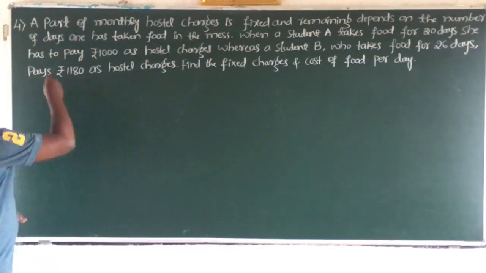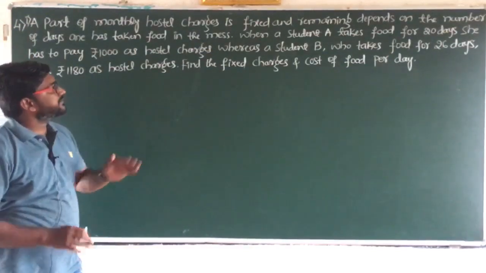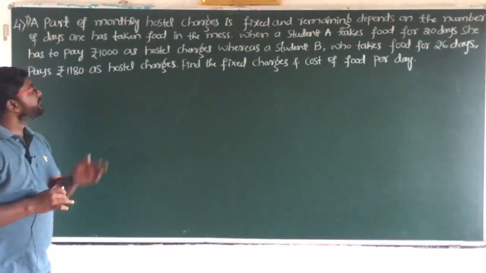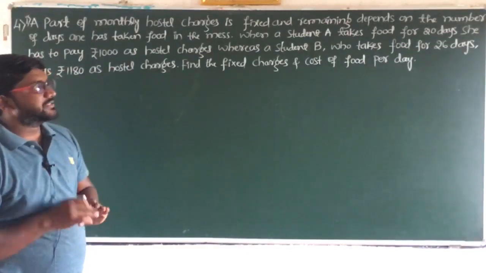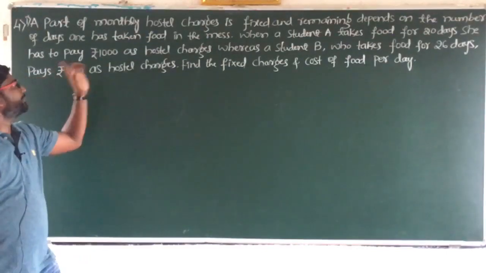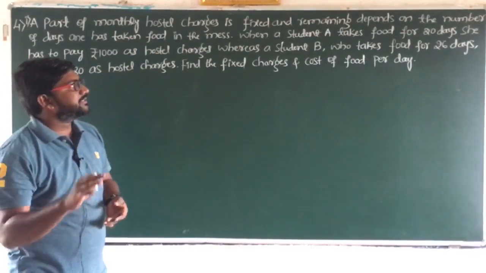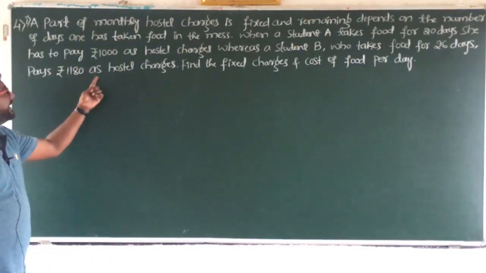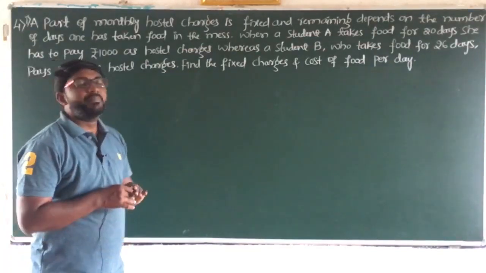The first sub question, Roman number 1. A part of monthly hostel charges is fixed and the remaining depends on the number of days one has taken food in the mess. When a student A takes food for 20 days, she has to pay 1000 rupees as hostel charges, whereas a student B who takes food for 26 days pays 1180 rupees as hostel charges. Find the fixed charges and cost of food per day.